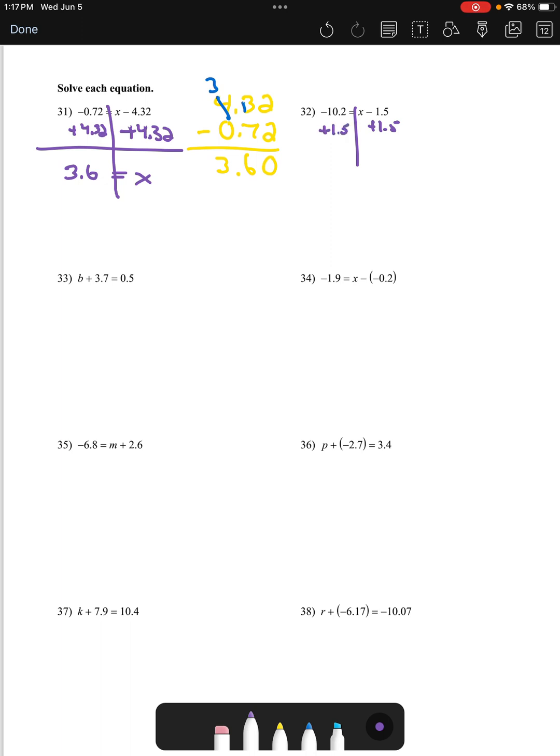In number 32, we are trying to get x alone. That requires us to get rid of a negative 1.5. The opposite of negative 1.5 is positive 1.5. Same situation happens here where we have a negative 10.2 and a positive 1.5. Our numbers have different signs. So we have to subtract them. And this requires borrowing.